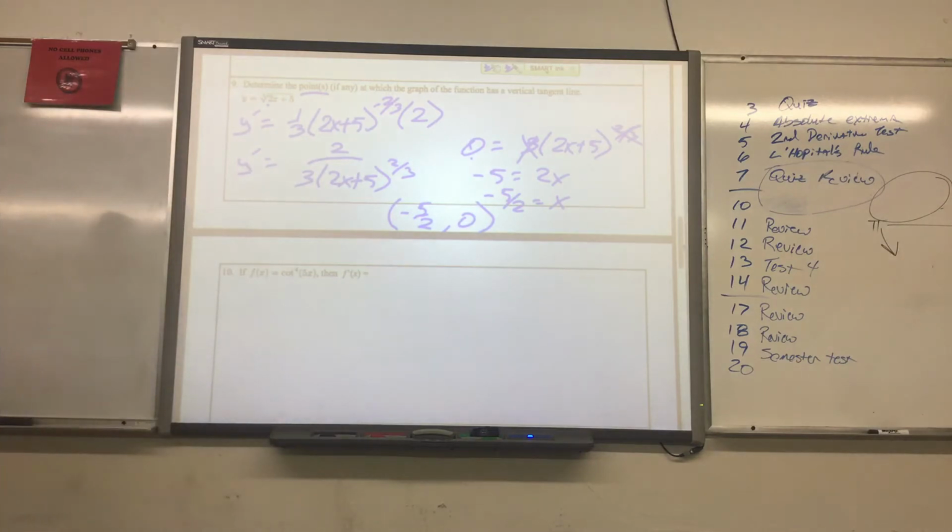Abby? I did it and took the derivative and everything, but I left it as 2/3 times (2x plus 5) to the negative 2/3, and I just set that whole thing equal to 0. Is that wrong? You got the right answer, but you were probably thinking about it incorrectly. Okay.